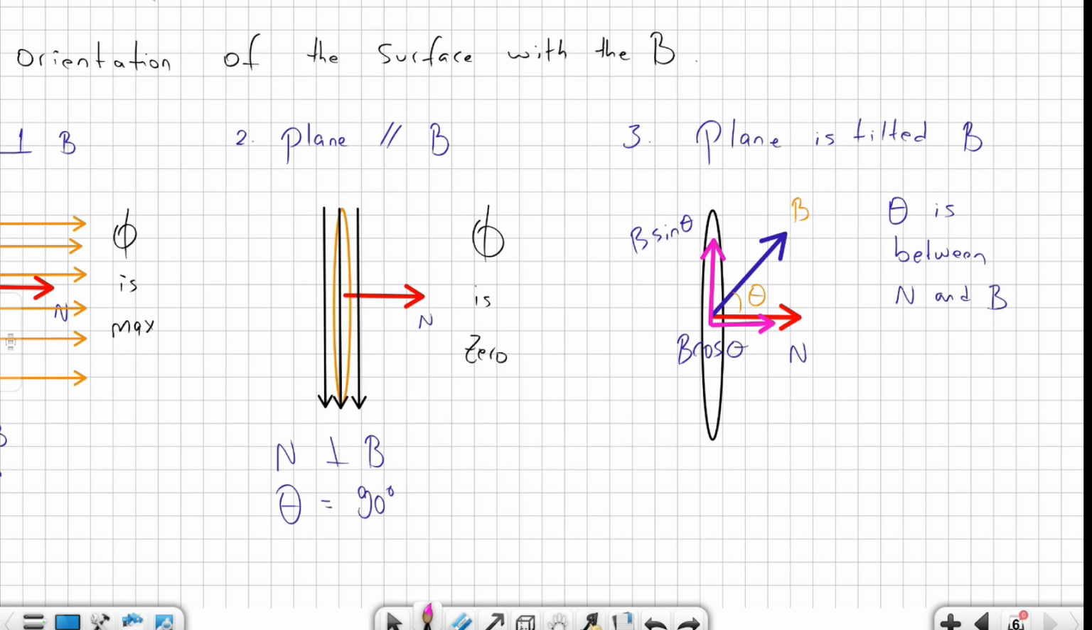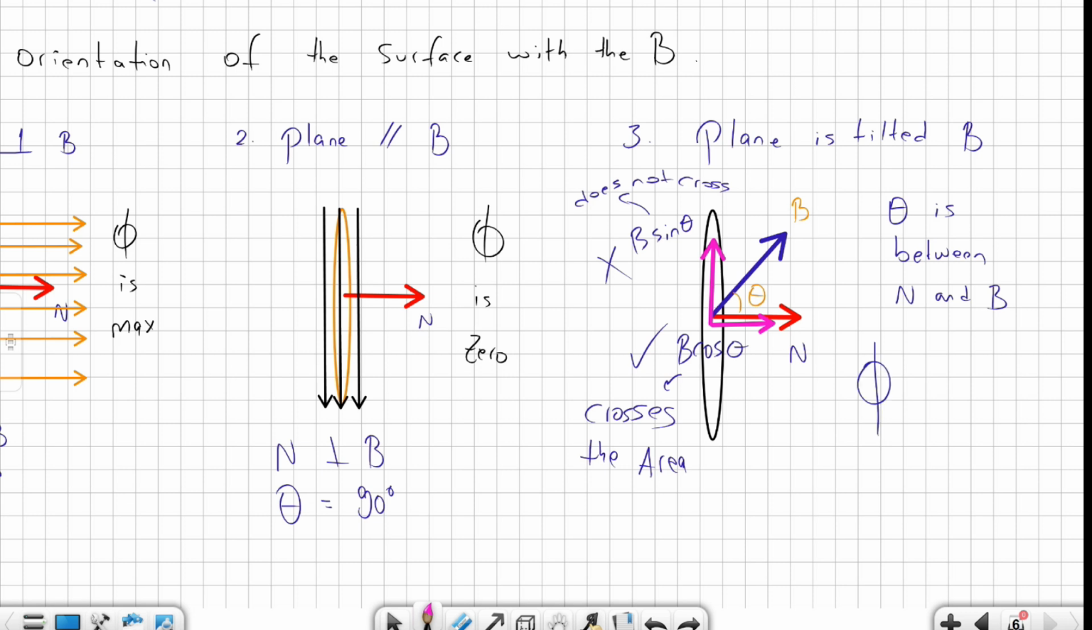Now, which one of these components are passing through the area? Of course, the cosine component. So the cosine component is crossing the area perpendicularly, but the sine component does not cross the area at all. As a result, the one that's creating the flux for us is the cosine component, and the one that's not creating flux is the sine component.